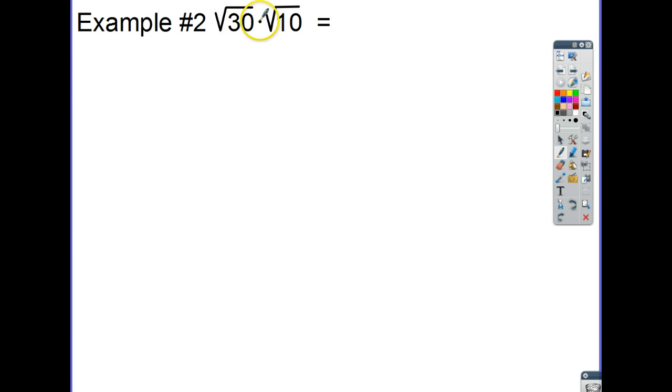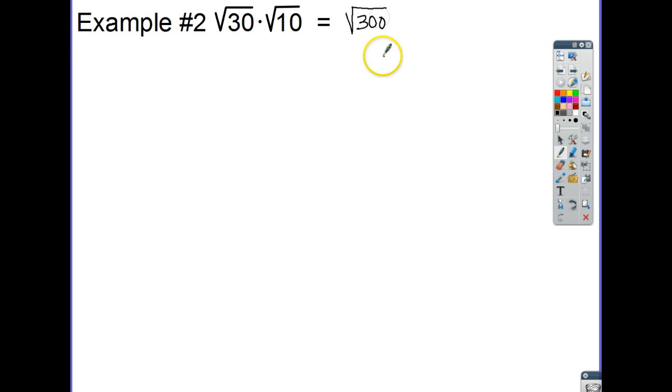Next problem here, we have a multiplication problem with two radicals. Okay, first thing you want to do is to look at these and see if either one of these themselves can be simplified before we multiply them together. In 30, I don't see any perfect square factors, and I don't see any in 10 either. So I'm going to multiply these together, and I get 30 times 10, or the square root of 300.